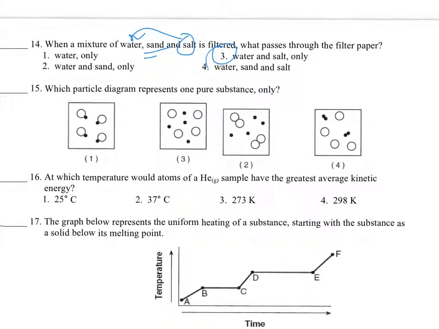What particle diagram for number 15 represents one pure substance only? Alright, so let's start over with 4. This cannot be a pure substance. It looks like it's a mixture of an element and a compound, so it is not 4. Then we've got a mixture of an element and a compound once again, so it's not 2. Then 3 is a mixture of 2 elements, so nope. And then 1 looks to be a compound, and so that is a pure substance and is our correct answer.